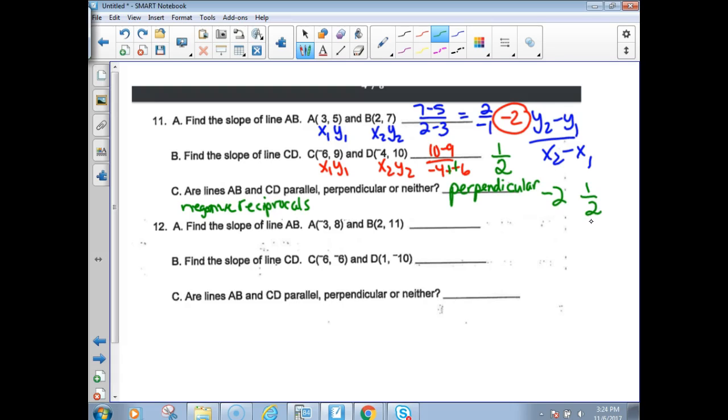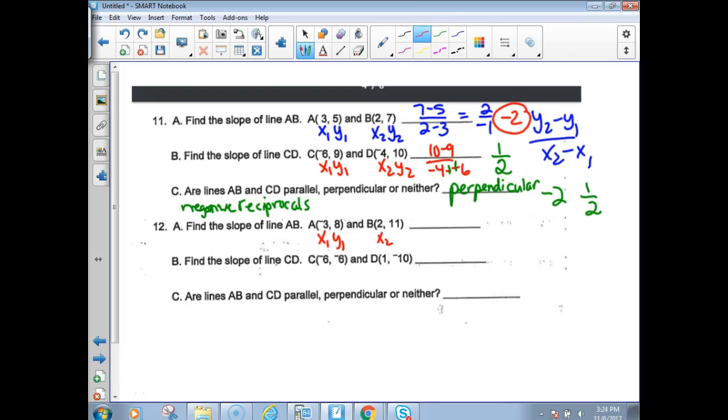Some of you understand this, and some of us just don't still get it. They're not just opposites, all right? And they're not just reciprocals. They have to be flipped over and the opposite sign. One has to be positive, one has to be negative. For lines to be parallel, the slopes must be the same number, okay? And sign.